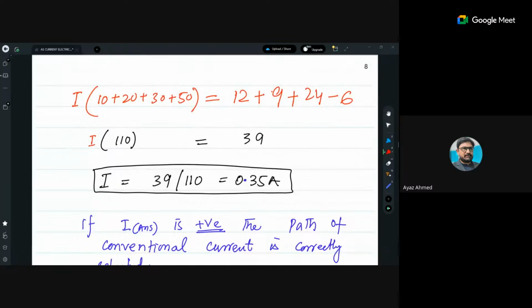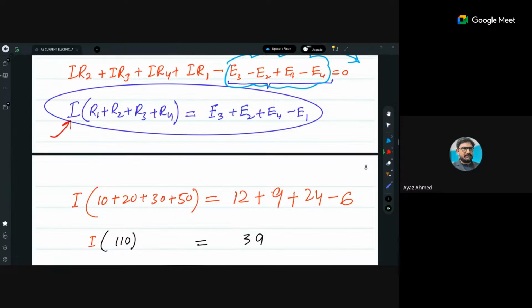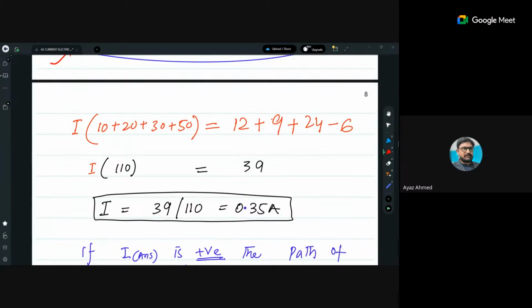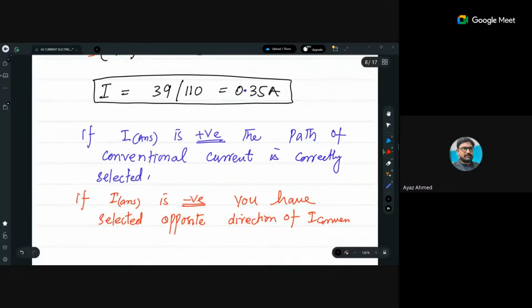So when you put all the values, you can figure out the current. For example, I have separated I from here, so I is equal to this all, and E is together. So you got I equals 39 divided by 110, and that makes 0.35 ampere. Here is the point that I explained to you earlier. Check this out: if the calculated current is positive, the path of conventional current is correctly selected.